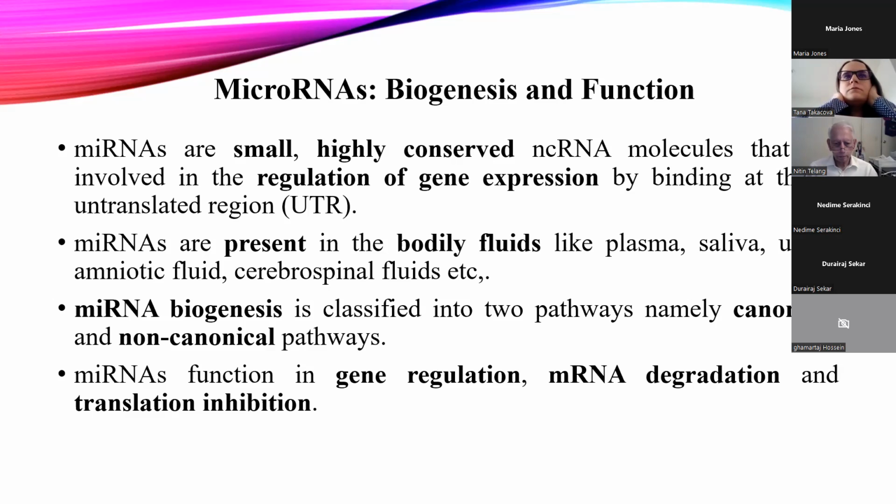In the cells, there are two kinds of pathway from which this microRNA can originate. One is called the canonical pathway and the other is called the non-canonical pathway. Like a gene, this microRNA originates from the nucleus and enters the cytoplasm. In the cytoplasm, it is matured and then binds to the targeted gene. This is the function of microRNAs in the cells. So after binding, what happens? It may degrade the targeted mRNA, and it can inhibit the translation and regulate various gene functions. This is the function of the microRNA in general.